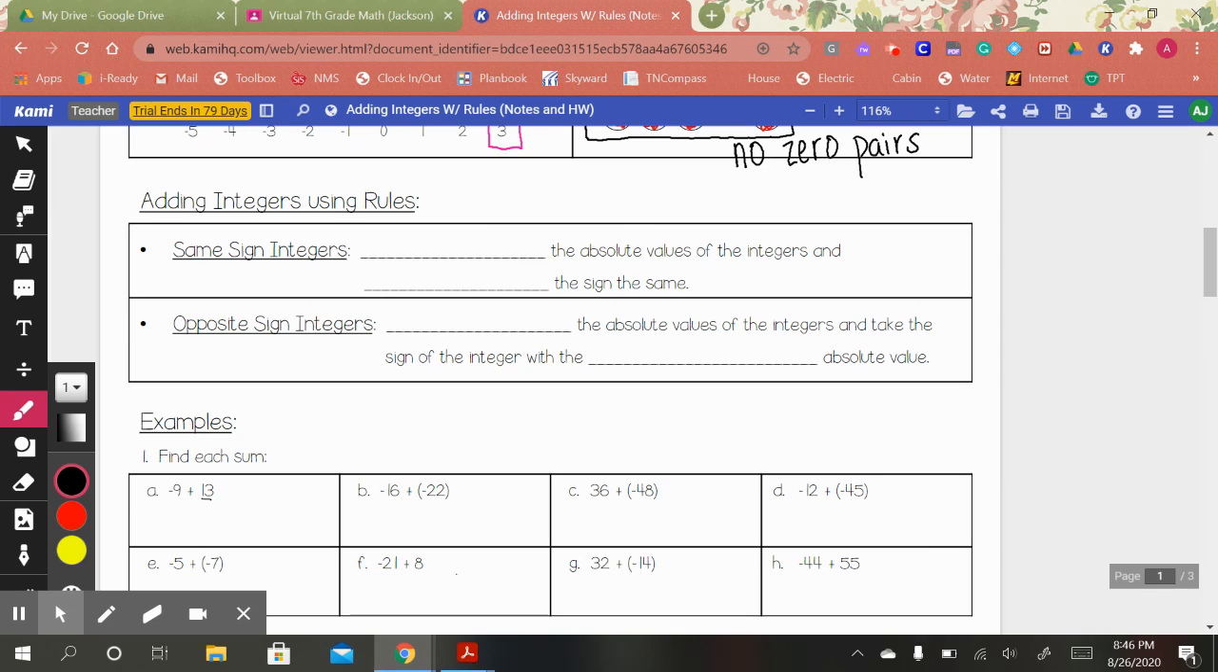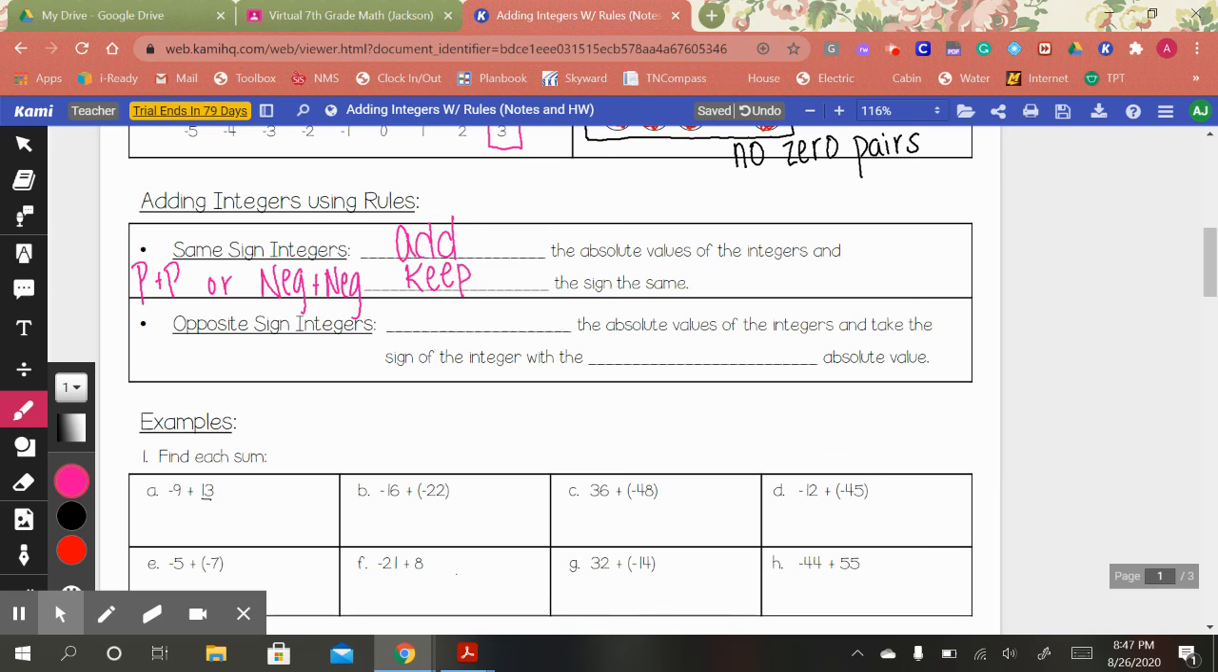So when we add integers that have the same sign, and when we talk about same sign, we are talking about positive plus positive, or negative plus negative. All right, so when we have same sign integers, we are going to add their absolute value of the integers and keep the same sign, okay? So we're going to add their absolute values and keep the same sign, and we will have plenty of examples to work out in just a second.